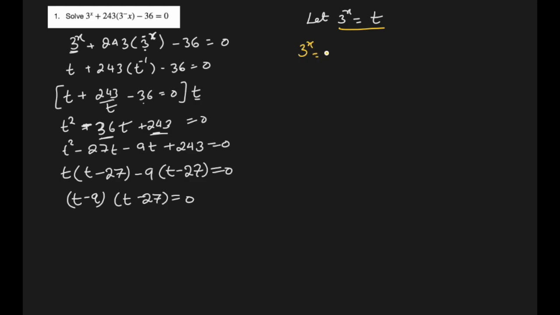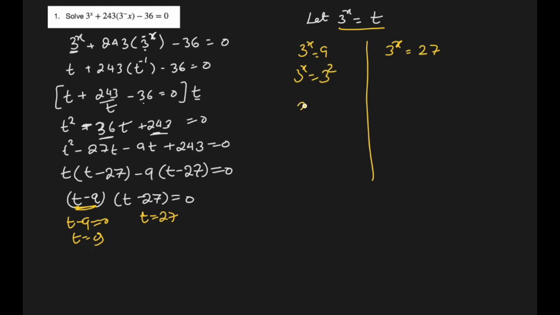3 to the power x equal to 9 is the one we get from here. If we make t minus 9 equal to 0, t will be 9. Similarly here t will be 27, and these two we will use here. 3 to the power x is 27. And we can see that 3 to the power x is 3 square, so x is equal to 2 in this case. Similarly, 3 to the power x is 3 cube here, x is 3. These are the two solutions of the question.